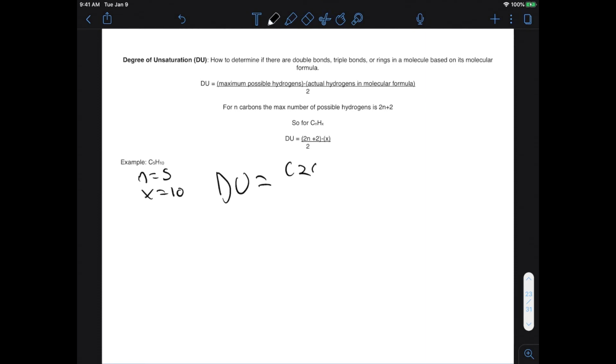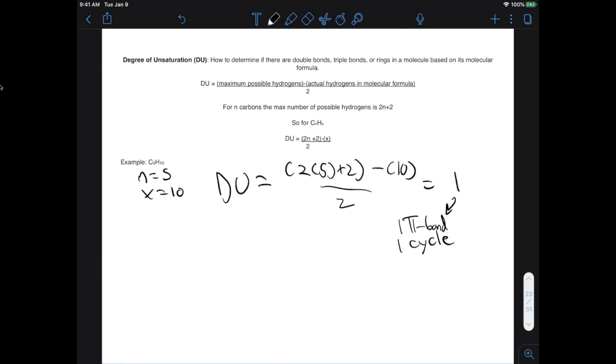So the DU is, n is equal to 5, so 2 times 5 is 10, plus 2 is 12, minus 10 is 2, and 2 over 2 is 1. So there's 1 degree of unsaturation. That means there's either 1 pi bond or 1 closed cycle, or 1 ring, in the molecule.